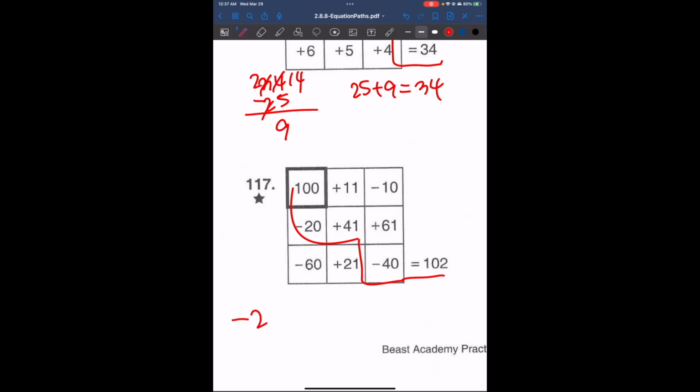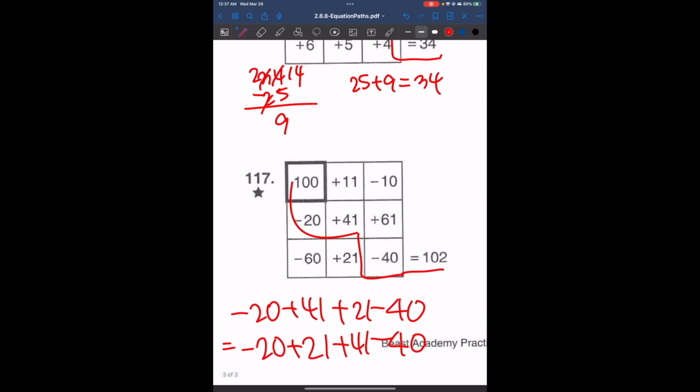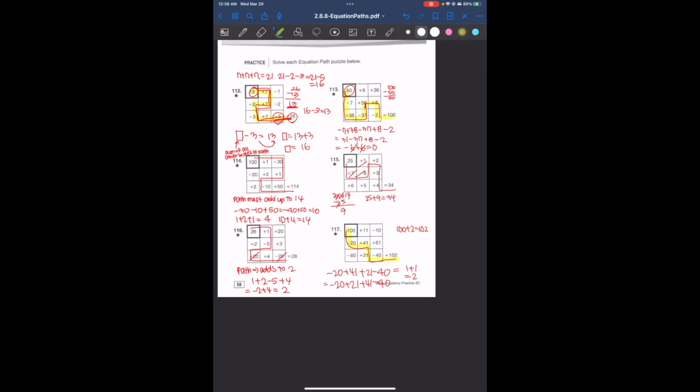So we have negative 20 plus 41 plus 21 minus 40. So we're going to rearrange this to try to group similar numbers together. And so we have negative 20 plus 21 plus 41 minus 40. Negative 20 plus 21 is 1. 41 minus 40 is 1. So 1 plus 1 is 2. And 100 plus 2 equals 102. So this was the path that we need to take.